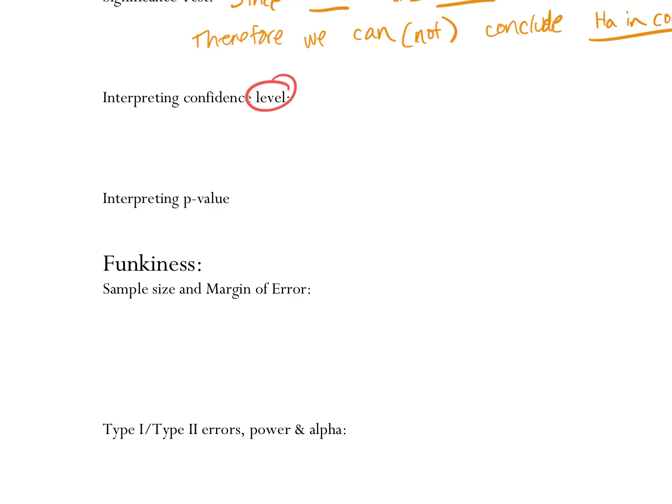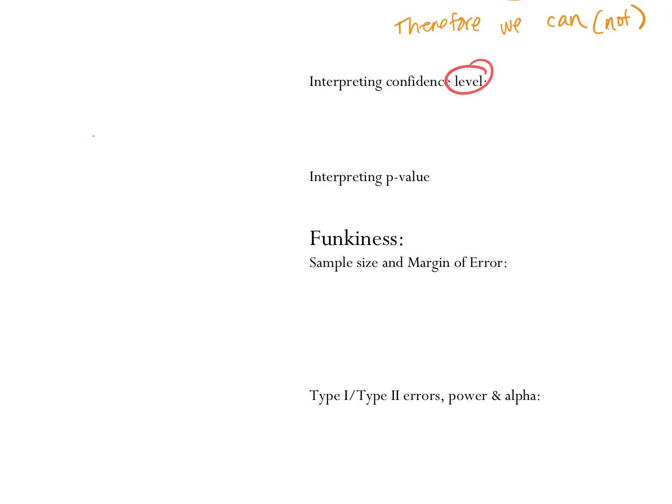So if we're interpreting the confidence level, the picture for confidence level looks like this. Here's my p, the value I'm attempting to estimate. I'm going to assume 95% confidence, and we have all these different possible samples we could get, right?